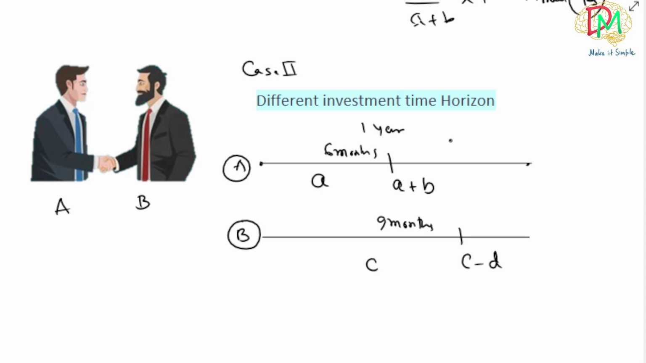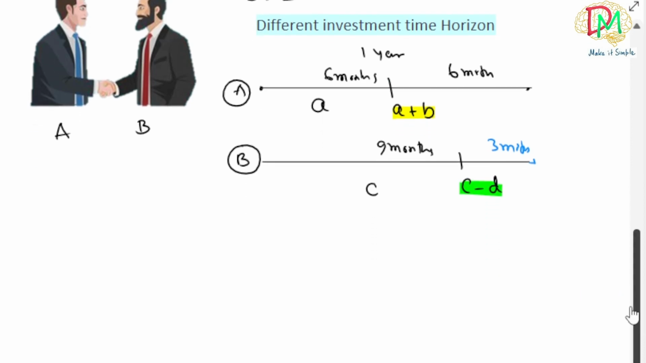So for A, the remaining months are 6 months, and he invested how much money? A plus B. And for B, after 9 months, for the rest of the year, that is 3 months, he invested C minus D. Clear? So what will be the ratio of the distribution of their profit? Suppose the profit after 1 year from their business is P. How do they distribute this money?